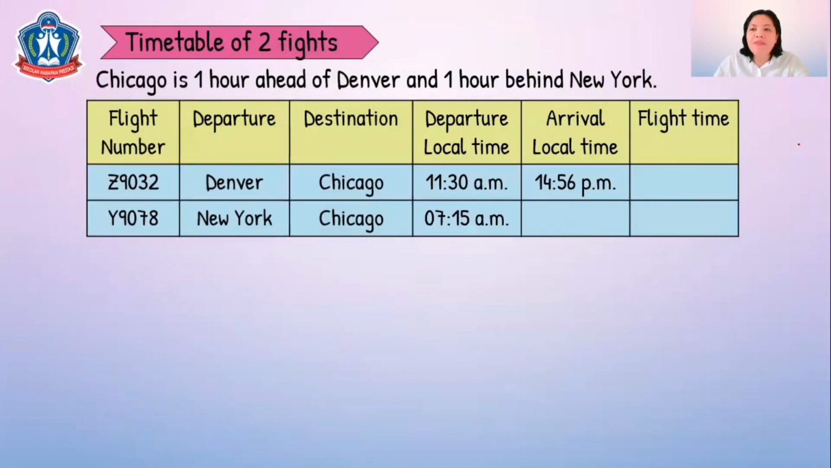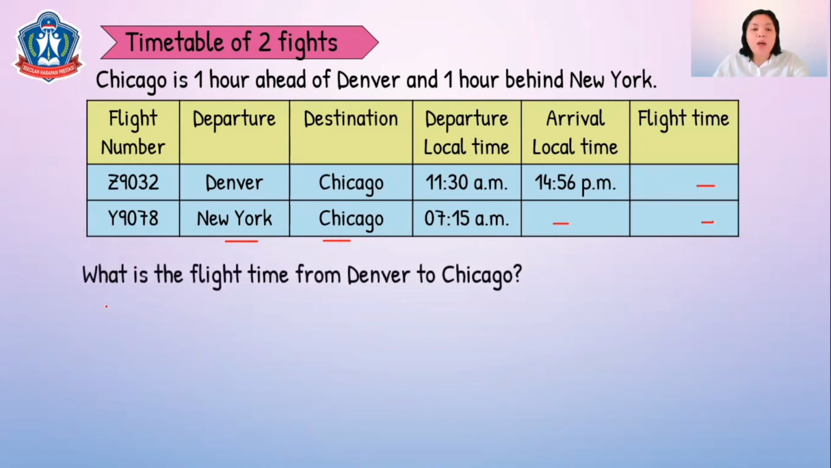Another, I have here a timetable of 2 flights. Chicago is 1 hour ahead of Denver and 1 hour behind New York. So as you observe in our timetable, we have some missing data. We have missing data for the arrival local time from New York to Chicago, and also both flight times. Flight time means the duration of the flights. So let's answer the first question. What is the flight time from Denver to Chicago?